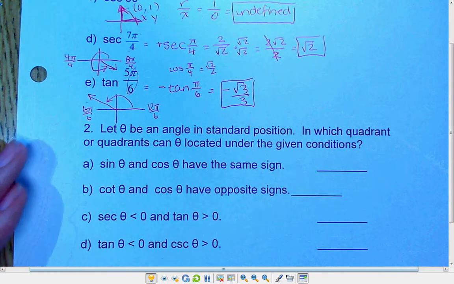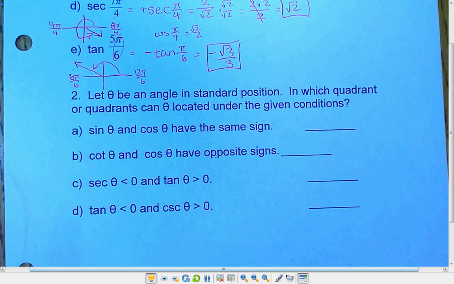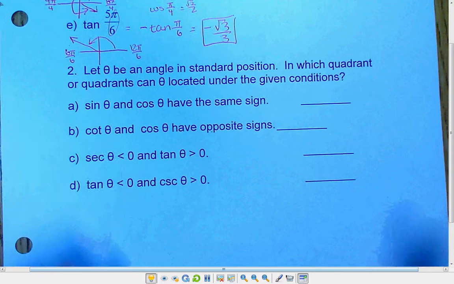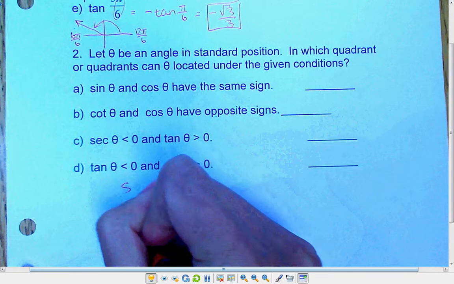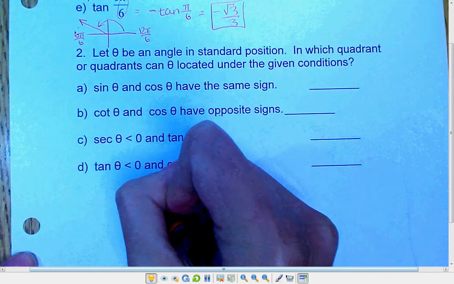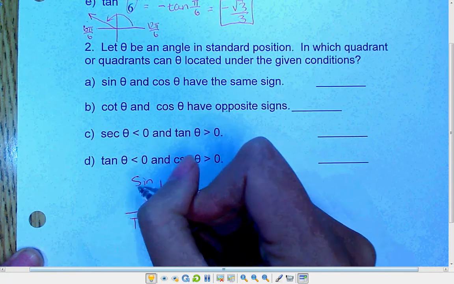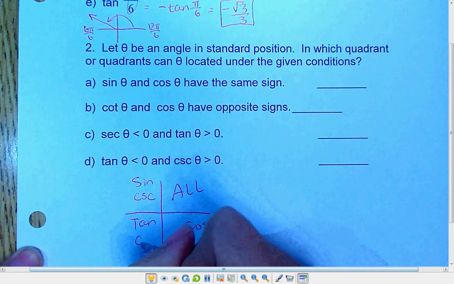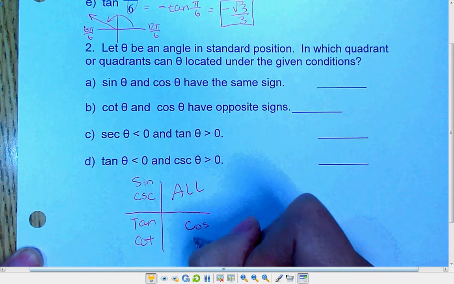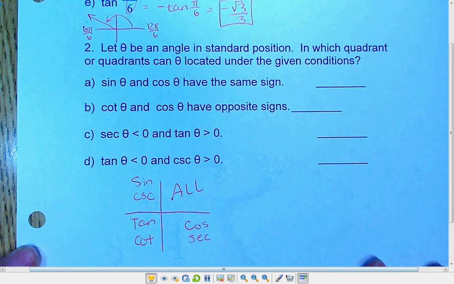So part 2 of this is looking at some questions that ask us about when trig ratios are positive or negative. So again, we're going to be using our All Students Take Classes. So sine, tangent, cosine. And again, the reciprocals. So sine and cosecant are reciprocals, tangent and cotangent are reciprocals, and then cosine and secant are reciprocals. Okay, so let's look at A.